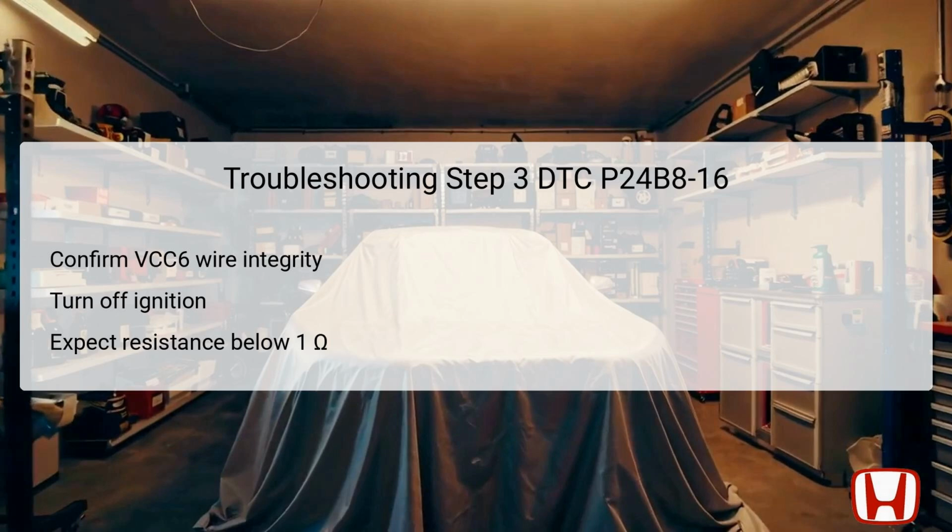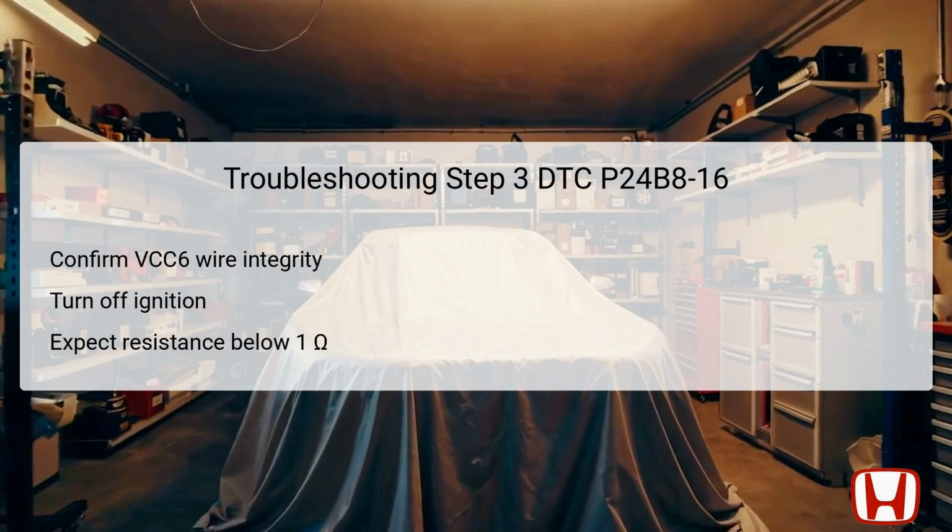Start by having the vehicle in the off position, and then proceed to disconnect both the EVAP leak check module connector and PCM connector A. Locate the VCC6 wire and check for any continuity issues. Under normal circumstances, the resistance should be less than 1 ohm, indicating a proper connection within the circuit.